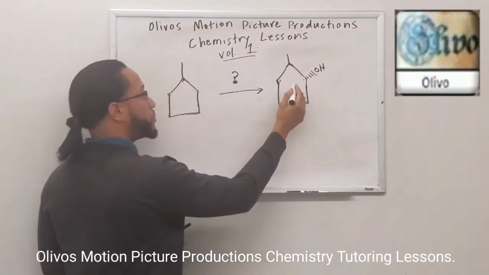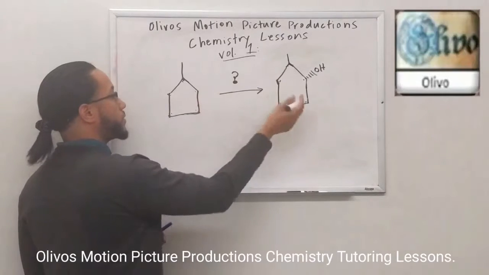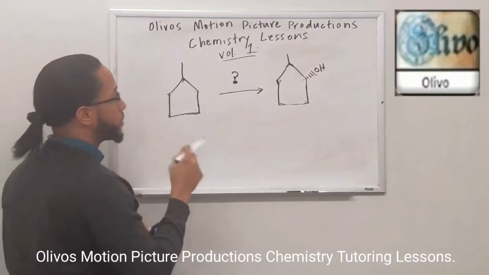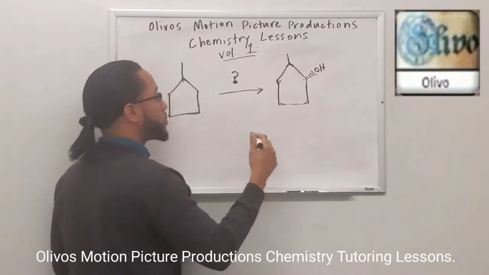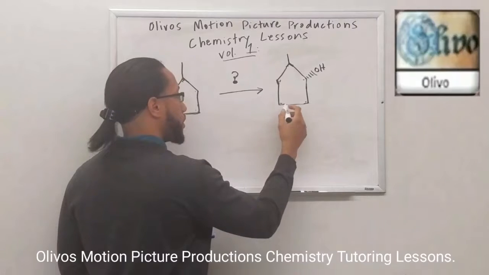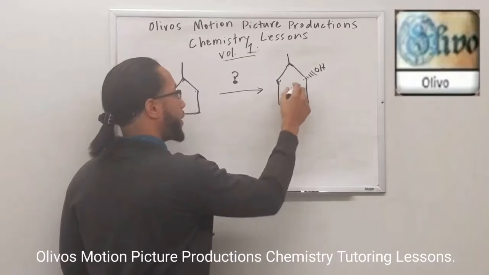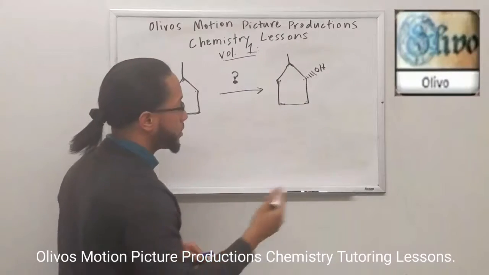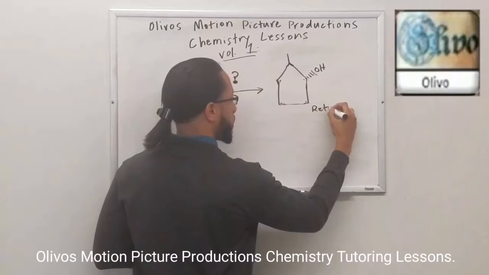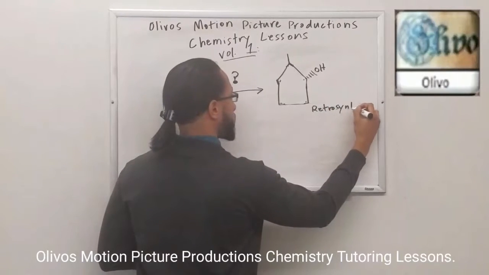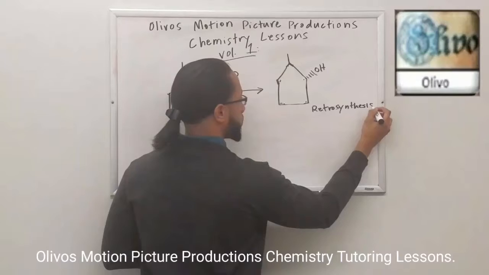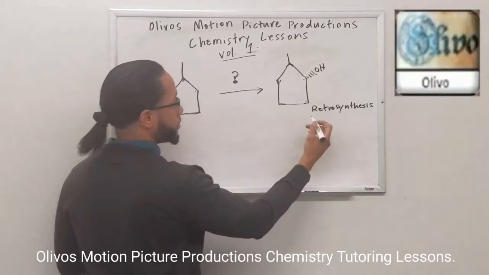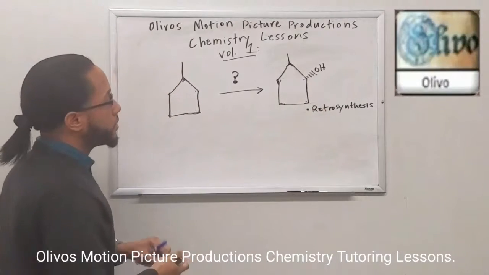All right, now how do you get from here to here, or vice versa? What are the reagents? That's the most important question that you want to think about. But anyways, one step prior to this, when you think like that, what is one step prior to this? That's retrosynthesis. Retrosynthesis. It's a nice little word to look up.